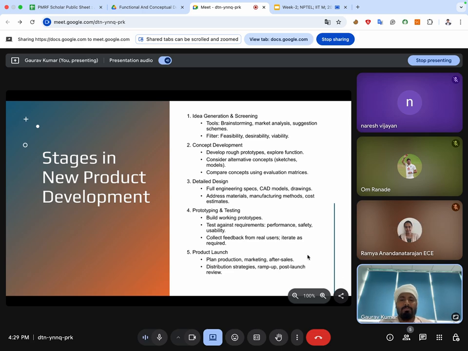And next one is prototyping and testing, right? Build real prototypes and test them against user expectations like usability, safety, and durability. Use this to fix flaws before mass production. And then next one is product launch. Finalize the packaging, branding, distribution, and marketing. Plan for ramp up and post launch review to ensure success. Now moving towards the next slide.